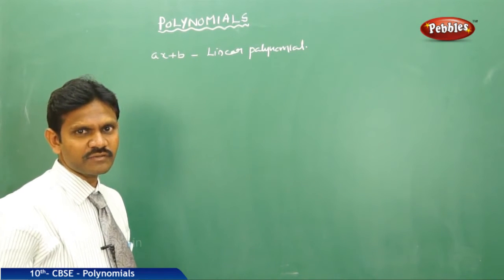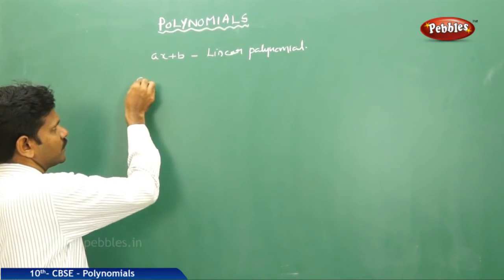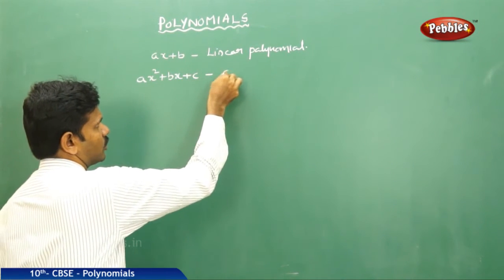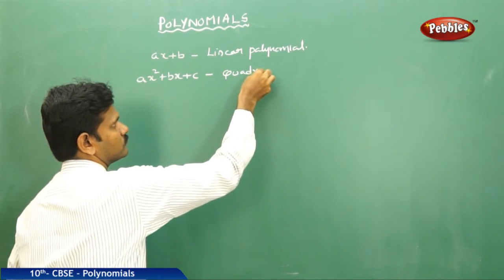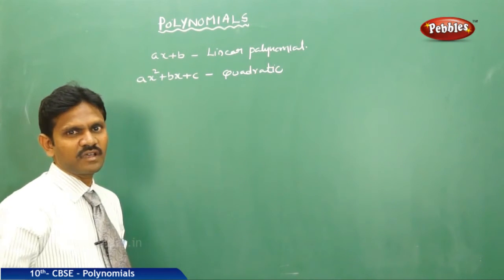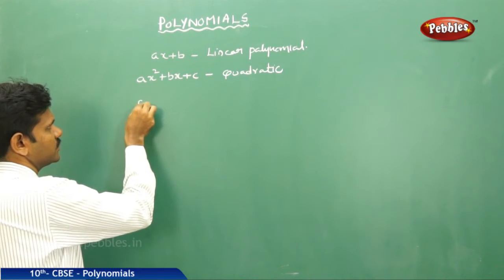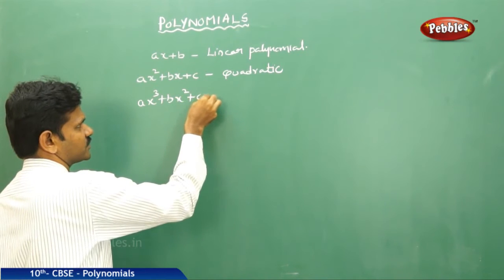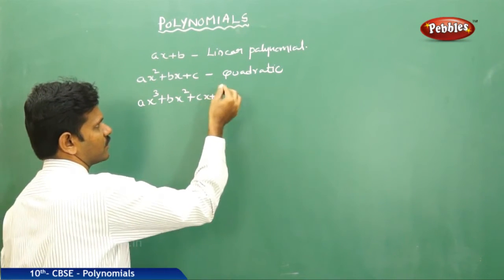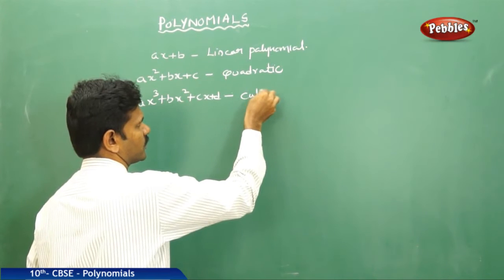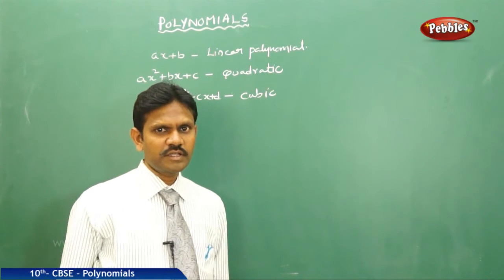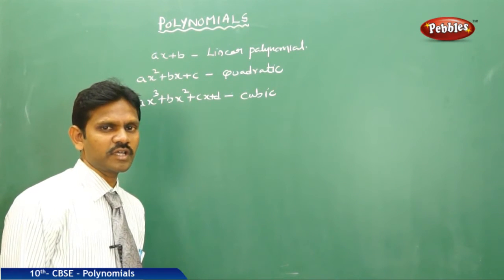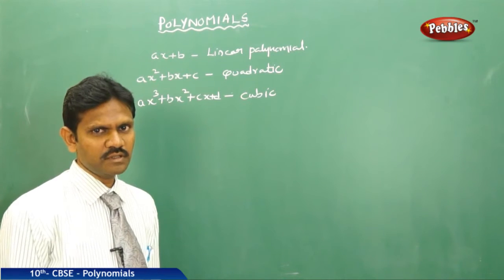Next, if the degree of the polynomial is 2, that is the highest degree, ax square plus bx plus c is called quadratic. And if the highest degree is 3, that is ax cube plus bx square plus cx plus d, it is called a cubic polynomial, and so on. What we understand from this is that according to the highest degree of the polynomial, we give it the name.